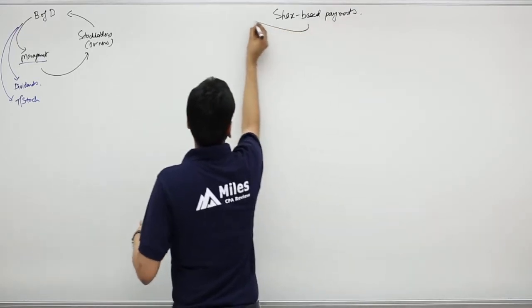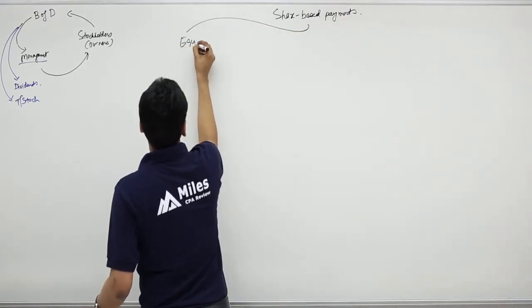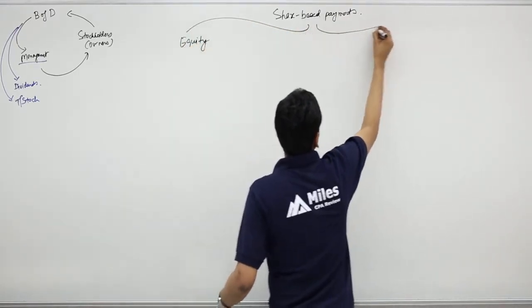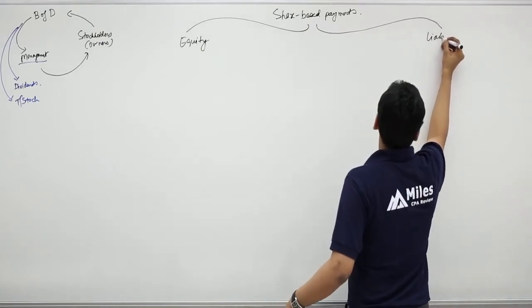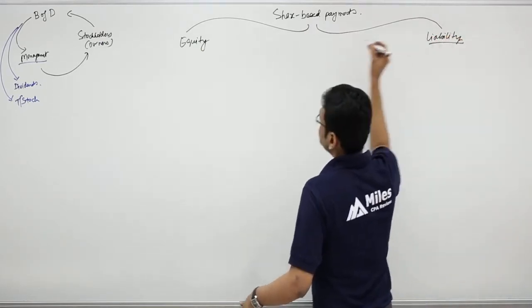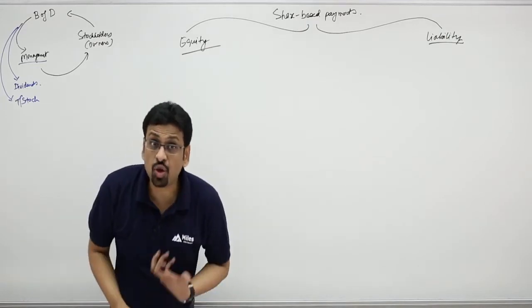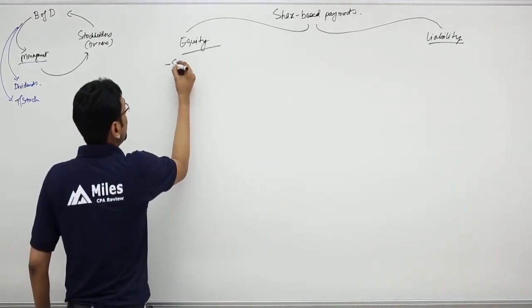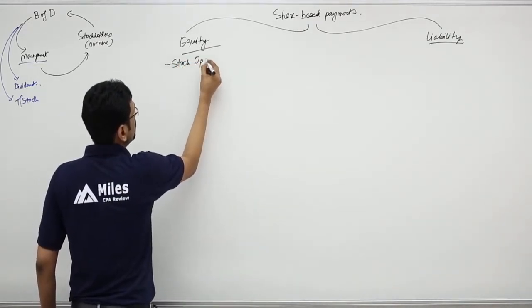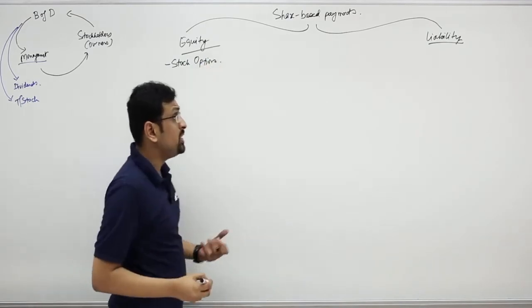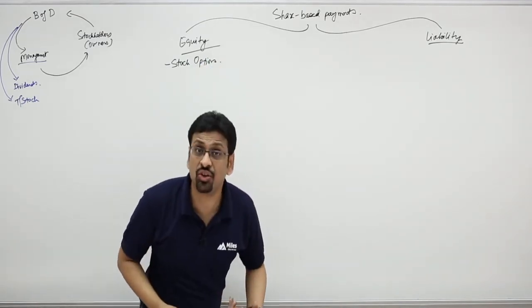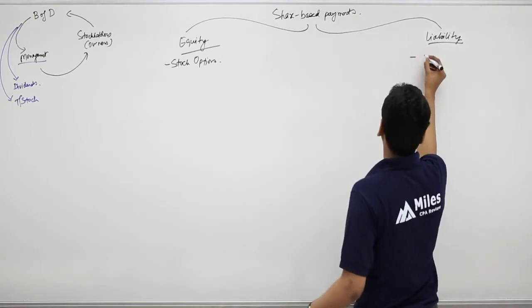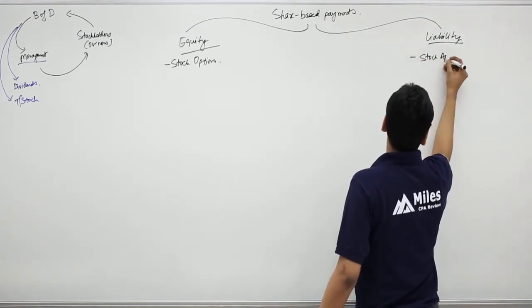And it could be accounted for as equity or as a liability. So let's say ESOPs, stock options, they are accounted for as equity. Now, there could be stock appreciation rights. They could be accounted for as a liability.